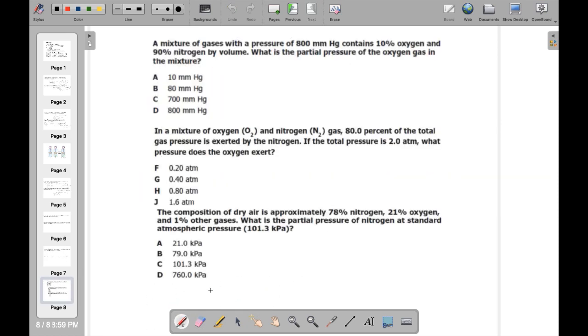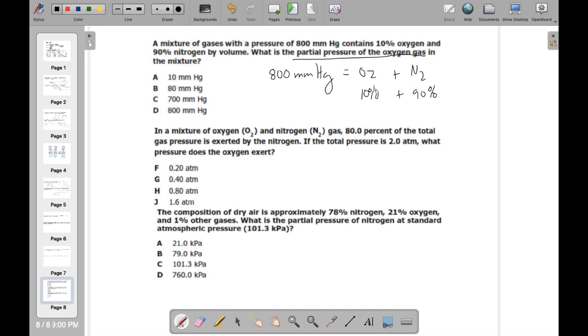Okay, really fast. These are 3 questions from a standardized test in Virginia on chemistry. And I wanted to show you the types of questions you would be likely to get on Dalton's law. A mixture of gases with a total pressure of 800 millimeters of mercury equals 10% oxygen, so here's O2, that's 10%, plus 90% nitrogen. What is the partial pressure of the oxygen?